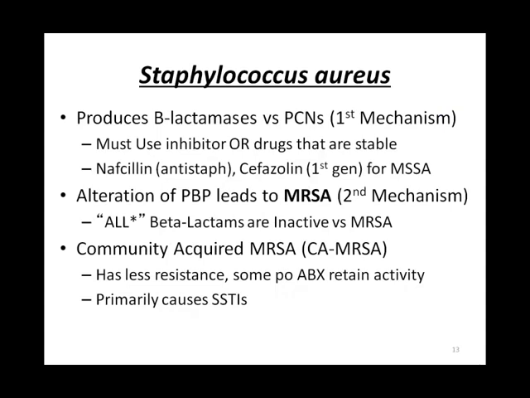A couple other things that are really important about Staphylococcus is its reason for such bad resistance. One is it's been producing beta-lactamase against penicillins, and this is the first mechanism. You know what I like to say? We haven't had a penicillin able to kill Staphylococcus since World War II. It just doesn't happen anymore. You will never find anything that is susceptible to penicillin, and that's because of this beta-lactamase.